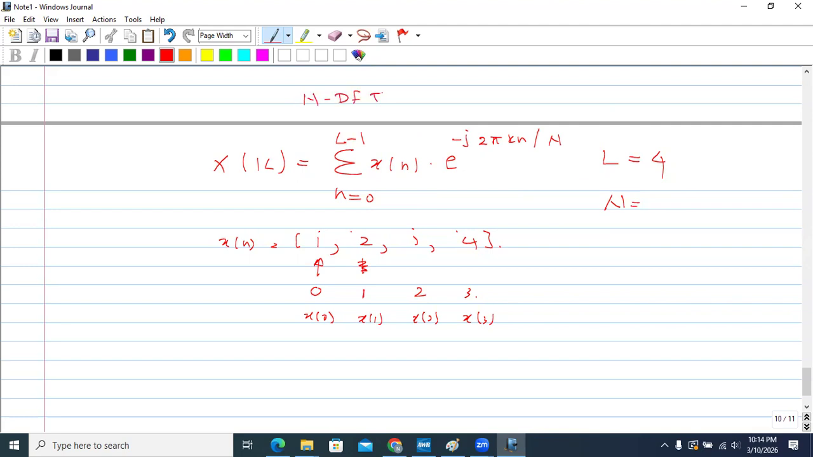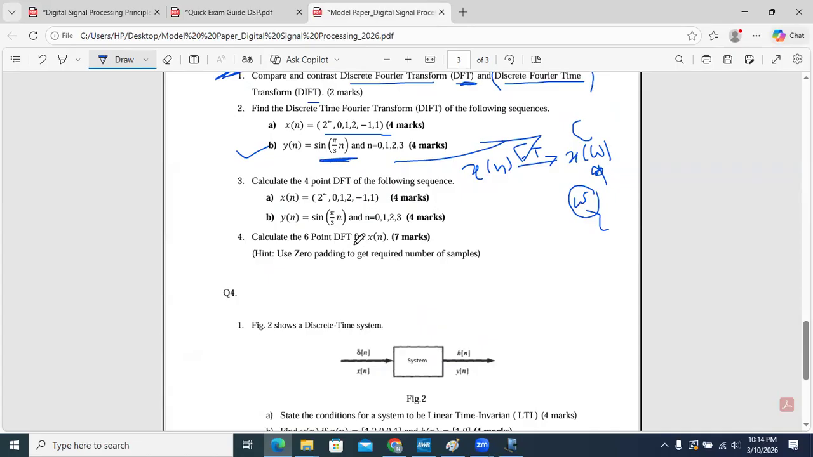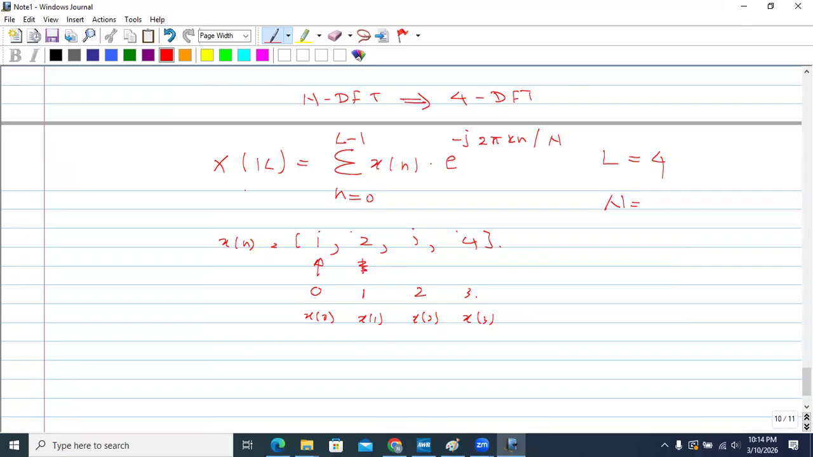Okay. Now you are asked to calculate the 4-point DFT, no? You were asked to calculate the 4-point DFT in the model paper. Okay. 4-point DFT means you need to get 4 frequency samples. This N is here. The N is not the period. This is not the period. This is the number of frequency samples.